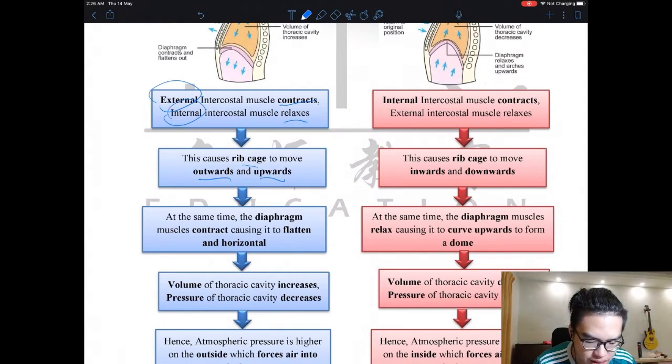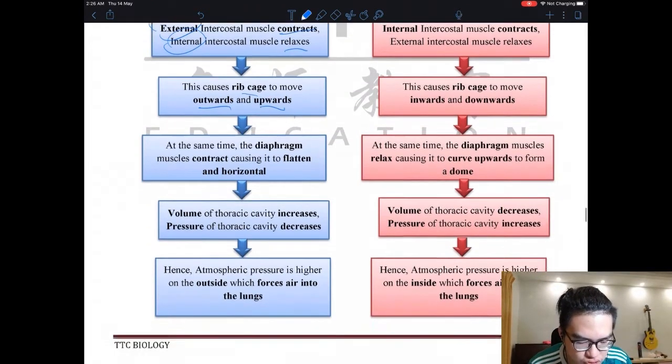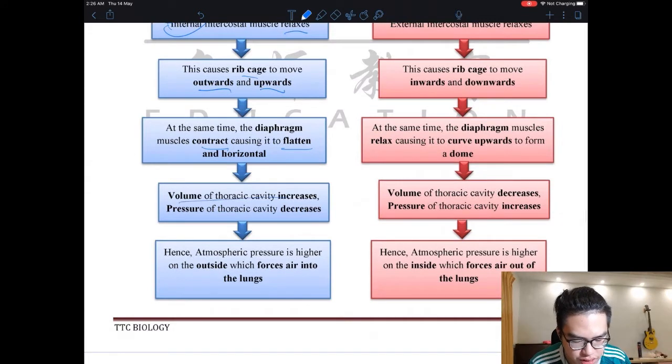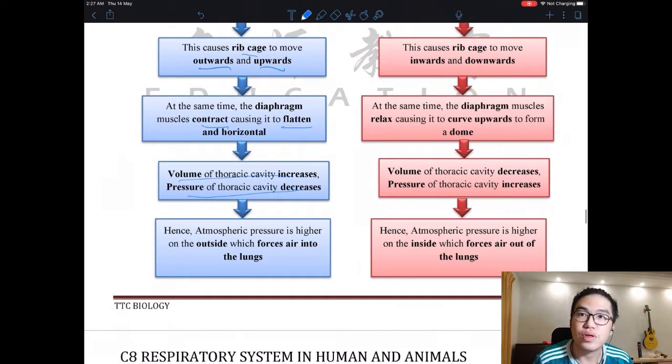All right, and then at the same time, diaphragm contracts. Or you can say diaphragm flattens. It becomes flatter because I want to increase my volume. So volume increase, pressure decrease. Air is forced into the lungs.